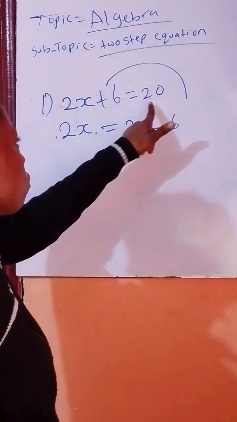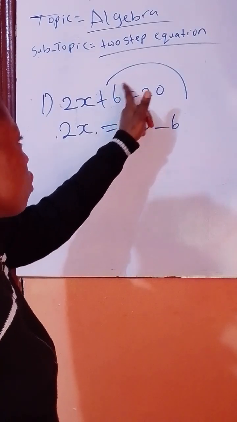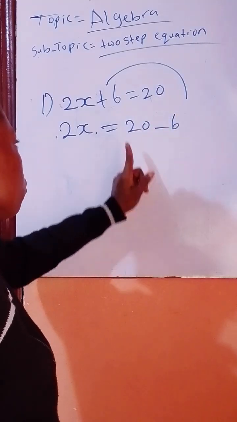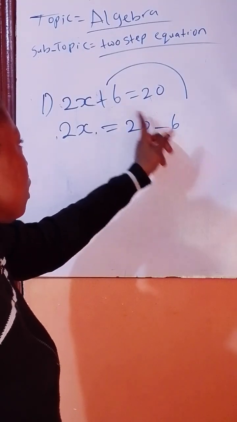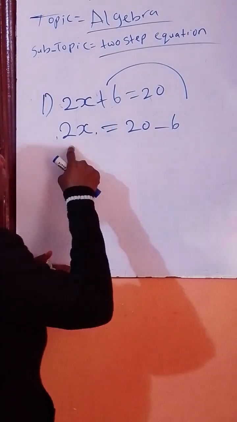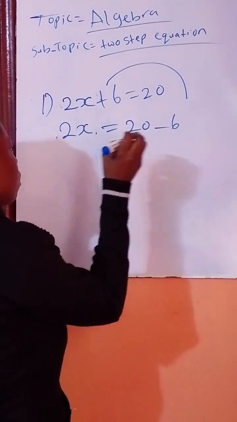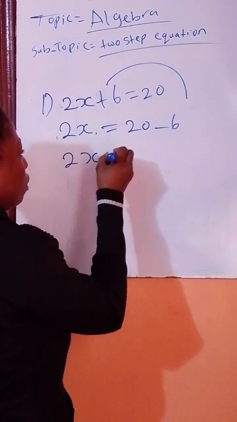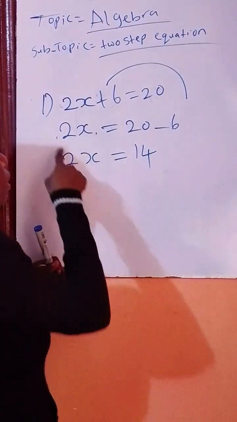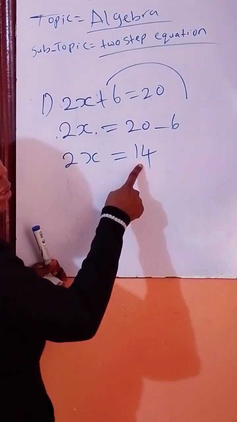2x plus 6 equals 20. Bring down your 2x. This plus 6, when it crosses this equal sign to meet 20, it's going to be 20 minus 6. That means this plus will change to minus. We are left with 2x equals 20 minus 6. 20 minus 6 is going to give us 14. Then we have 2x equals 14.